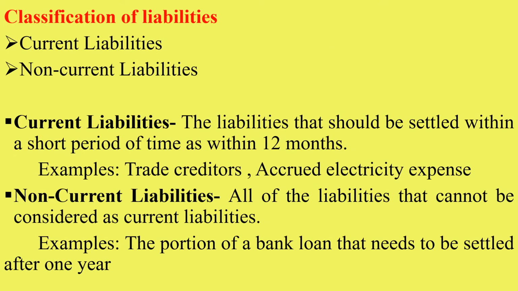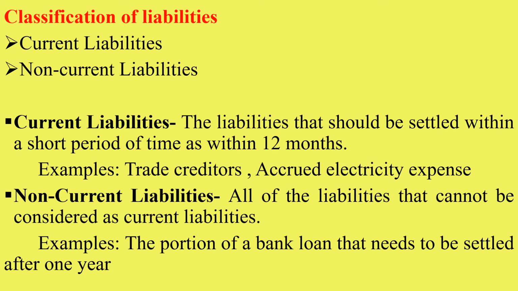Similar to the assets, we can classify liabilities into two types: current liabilities and non-current liabilities. So what are current liabilities? The liabilities that should be settled within a short period of time, such as within 12 months. So current liabilities are the liabilities that we need to settle within a short time period, like within a 12-month period, such as trade creditors. Accrued electricity expense. Accrued means payable.